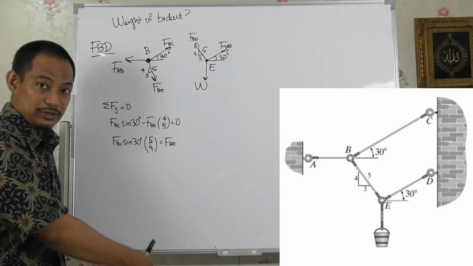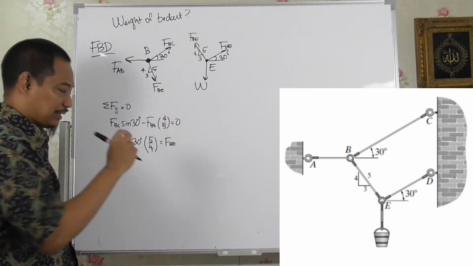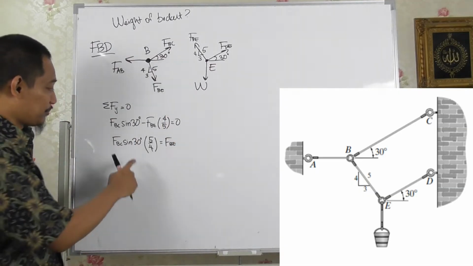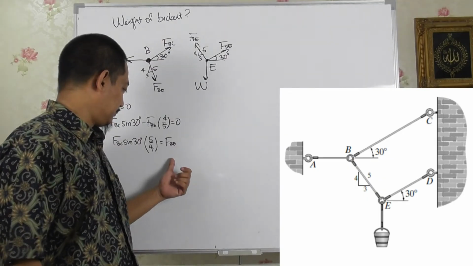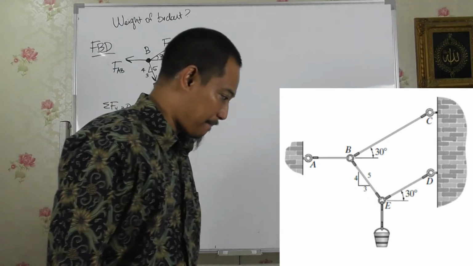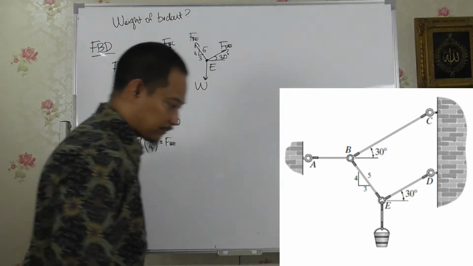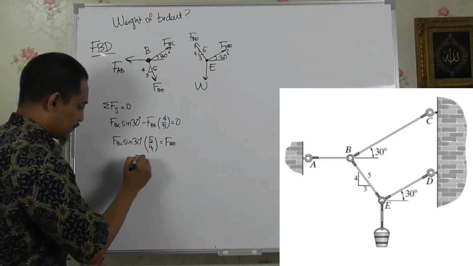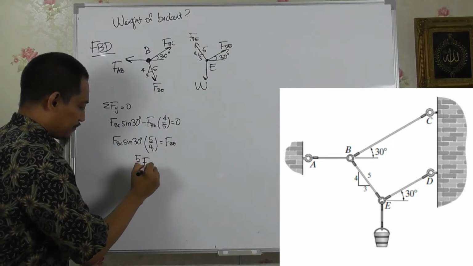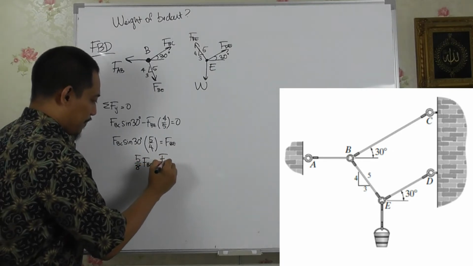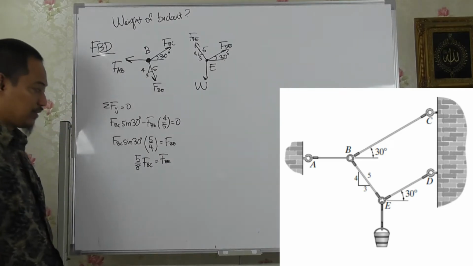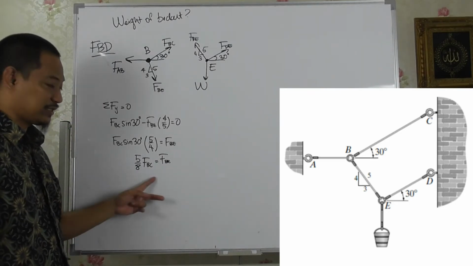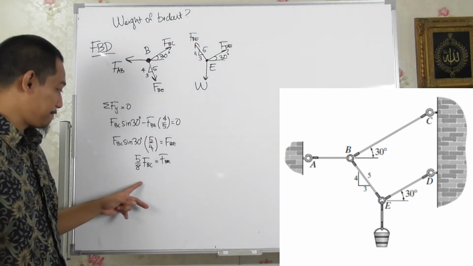There's just not enough space to do every step, so some steps that can be understood, I just jump, like that. Okay, from here, if you rearrange this one, you'll get 5/8. FBC equal to FBE. So from this relationship, can you determine which one is larger, which one is smaller?